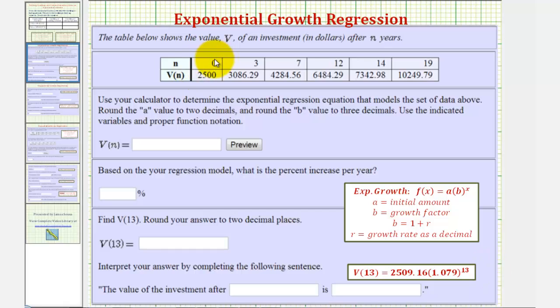The table below shows the value v of an investment after n years. We want to use the calculator to determine the exponential regression equation that models the data. We want to round a to 2 decimal places, where a will be the initial amount or initial value, and round b to 3 decimal places, where b is the base, and because we have exponential growth, b is called the growth factor. So for the first step, we'll enter the data into the calculator.